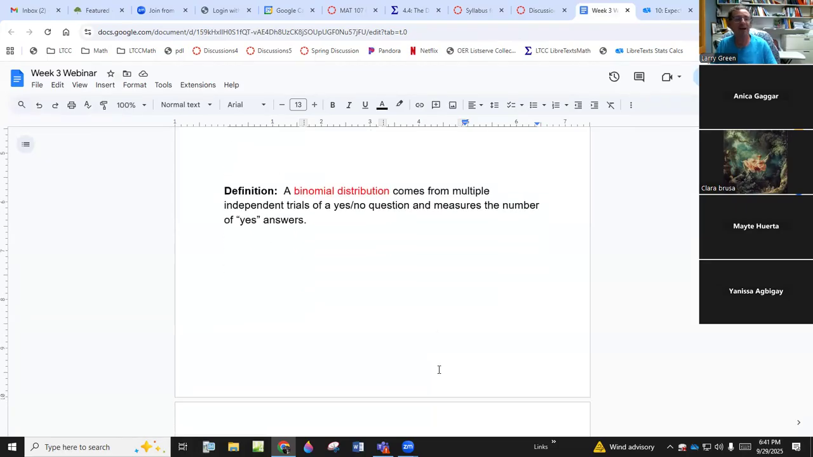And now we're going to talk about the binomial distribution. Here's what the binomial distribution is. It comes from multiple independent trials of a yes/no type question, and it measures the number of yes answers. Very important, not hard, hopefully y'all understand what yes/no questions are. And things can be turned into yes/no questions that count.